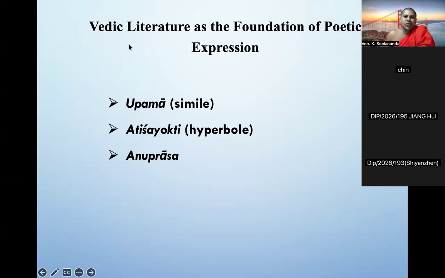Okay, now we can go to the Vedic literature. There are many places in the Vedic literature with expressions of poetics, components of poetics. Upama means simile. Atishayokti is hyperbole. Anuprasa means the repetition of words, repetition of letters. Same-sounding letters repeat again and again and create an aesthetic experience. Upama, Atishayokti and Anuprasa.